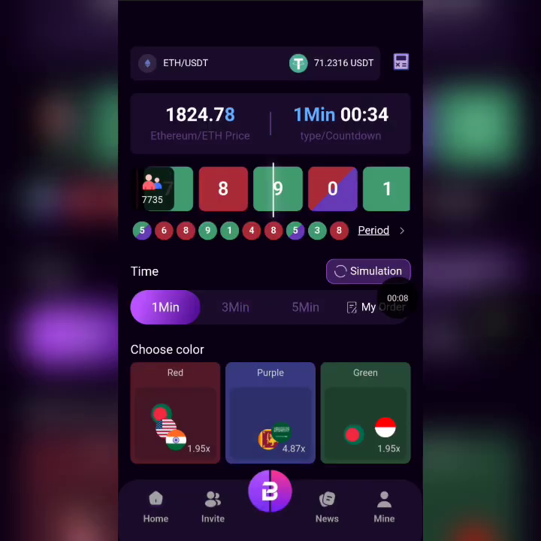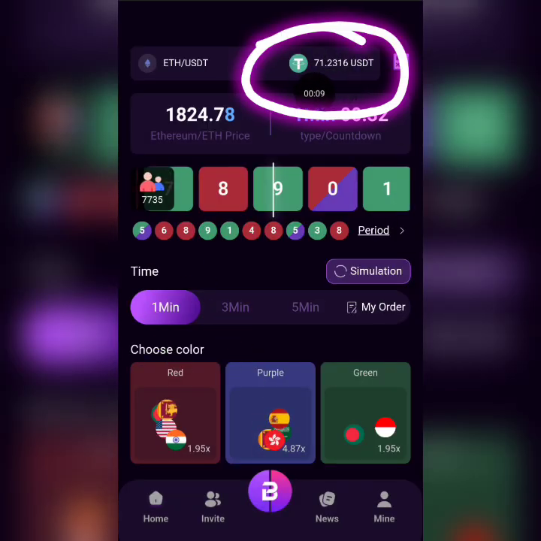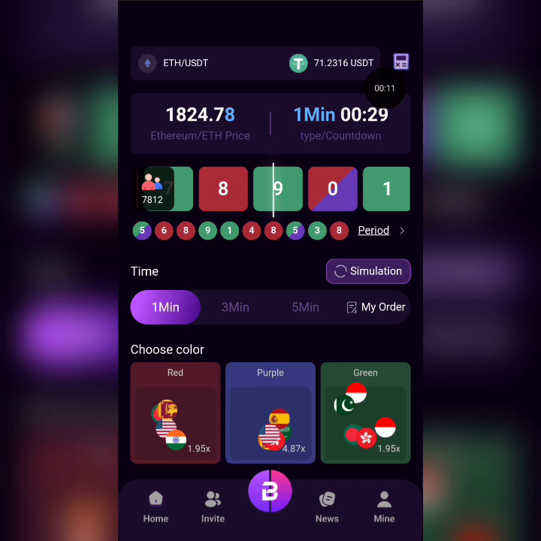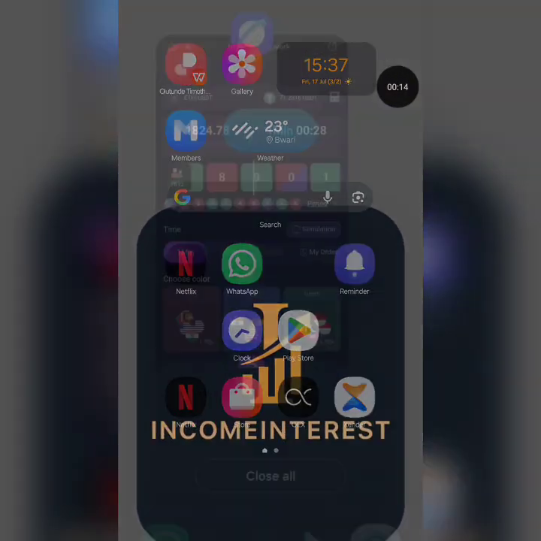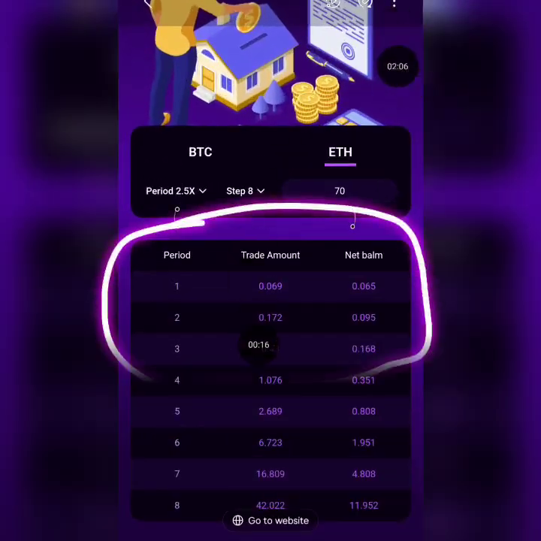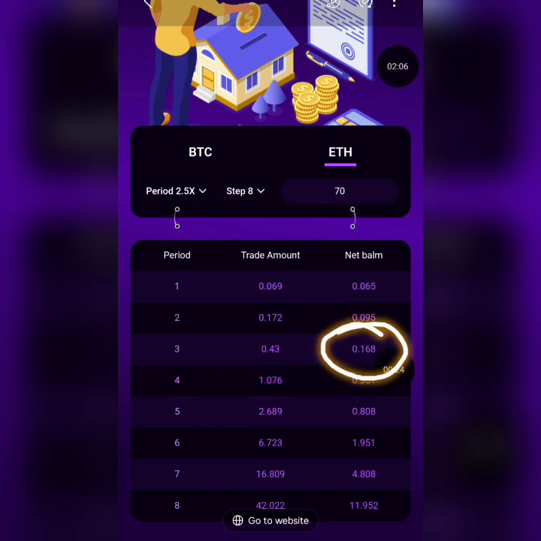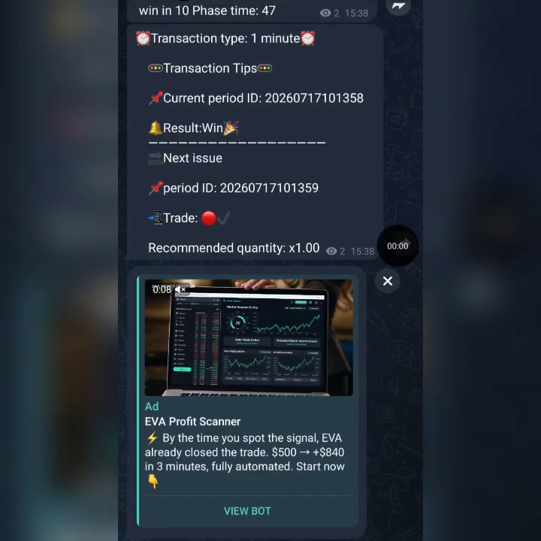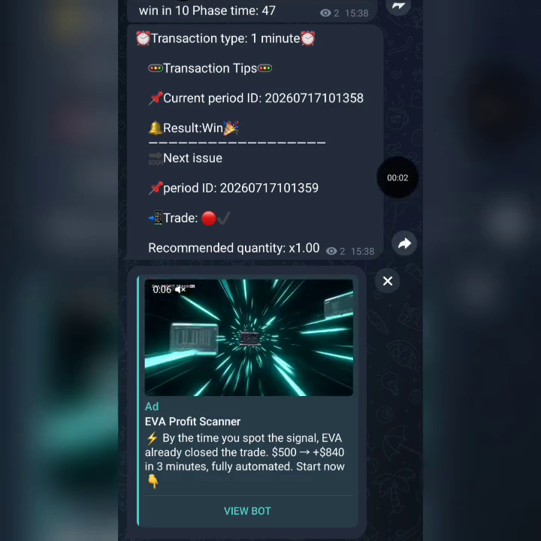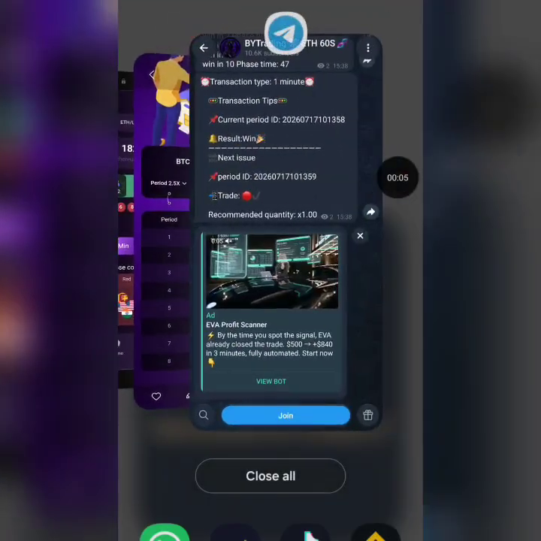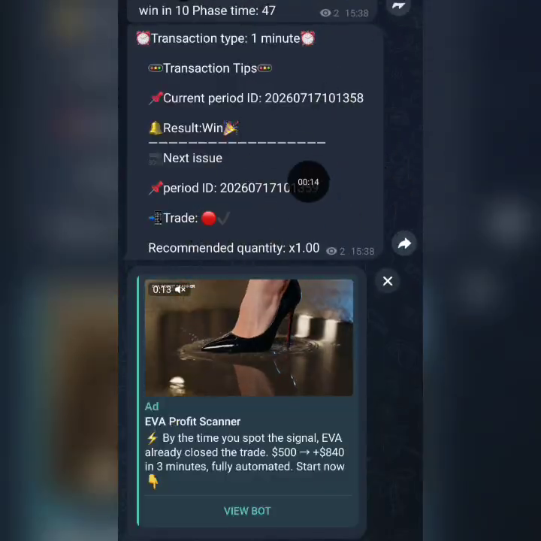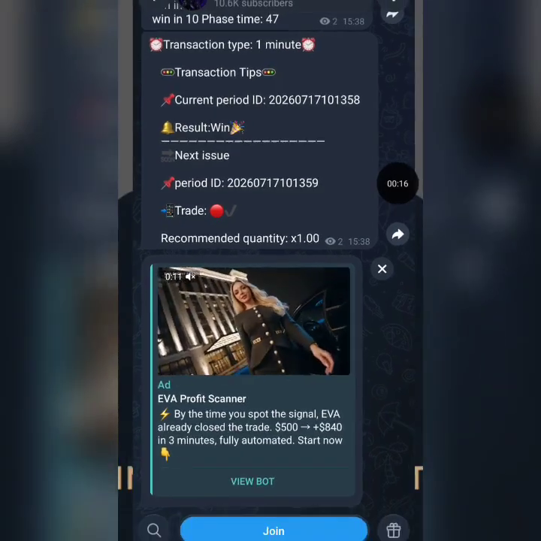Okay, so with this now you can see that my balance is up at around 0.2 USDT profit, which means we only lost up to the third phase right here, and we made a net profit of 0.168. Okay, now after a recovery, if you want to start all over again, you come back here to the signal group where a fresh signal is given after consecutive loss, and this one is telling us to go with red.